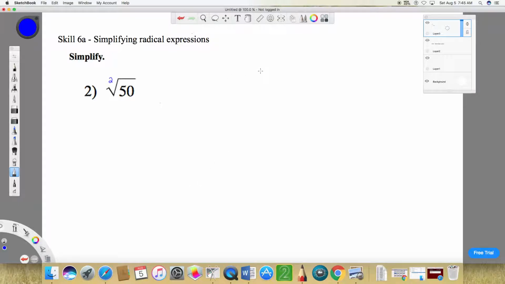So we want to break down 50, and we want to look for pairs of values that multiply. So here we've got 2 times 25, and see, we found a perfect square here. 25 is 5 times 5.